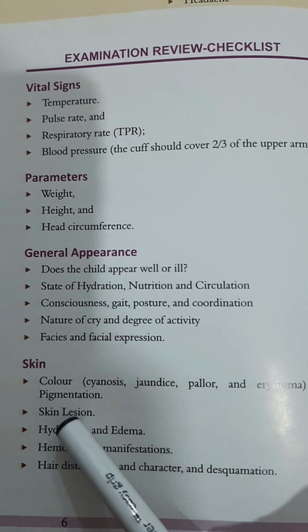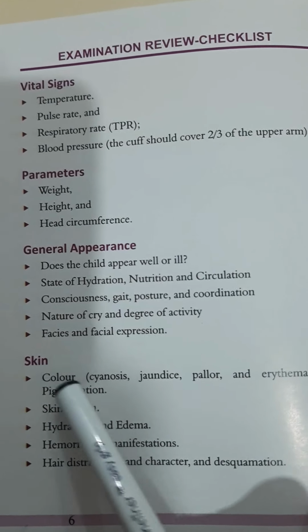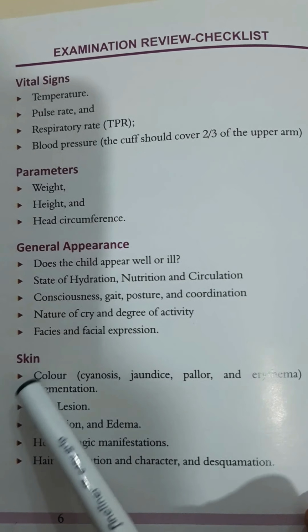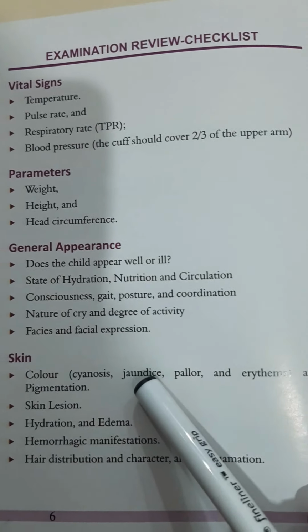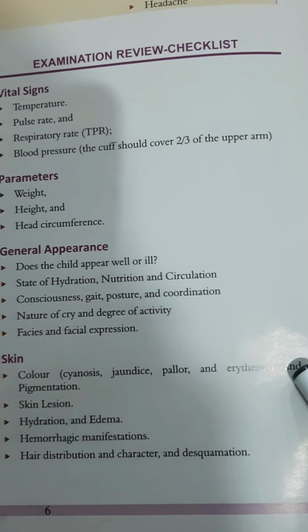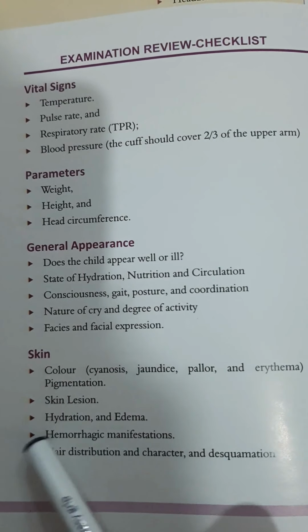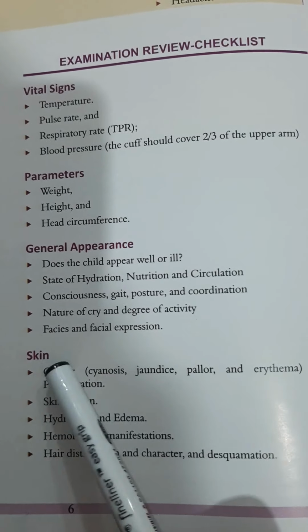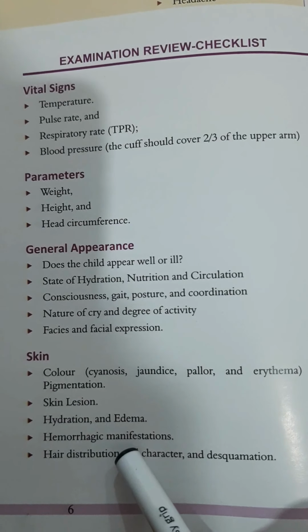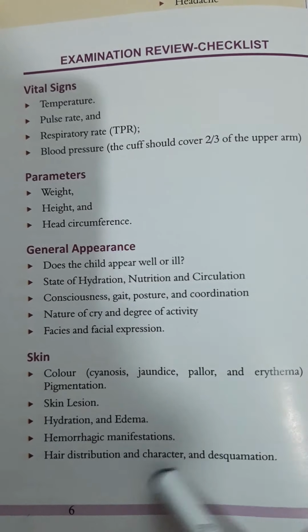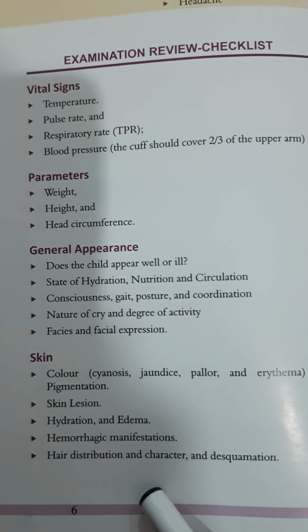Coming towards the skin, we will observe the color of the skin, and we will check the color for cyanosis, jaundice, pallor, erythema, and pigmentation. We will check the skin lesions. Hydration and edema signs will be apparent on the skin. Hemorrhagic manifestations, hair distribution and character, and desquamation will be checked on the skin.